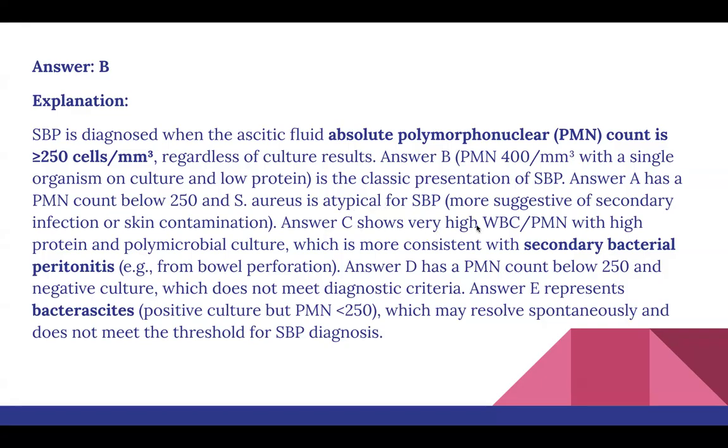Answer C shows a very high white count and PMN with high protein and a polymicrobial culture. And we talked about being suspicious for secondary bacterial peritonitis. So in that case, the next step you would do is get a CT abdomen to rule out if the infection is from bowel perforation, diverticulitis, appendicitis, or an abscess somewhere. Okay. And then answer D, a PMN count below 250 and a negative culture, does not meet diagnostic criteria for SBP. Answer E represents bacterascites, which is a positive culture, but the PMN is less than 250.